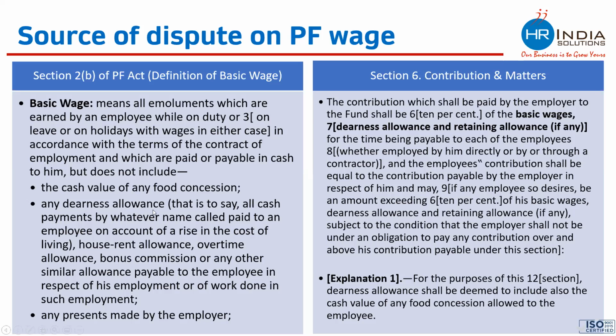They are just saying that house rent allowance is not part of basic salary, because here section 2 is defining basic wage, right? It is not saying on which amount you need to contribute PF. So from this section only, employers have thought that house rent can be excluded from the PF contribution.